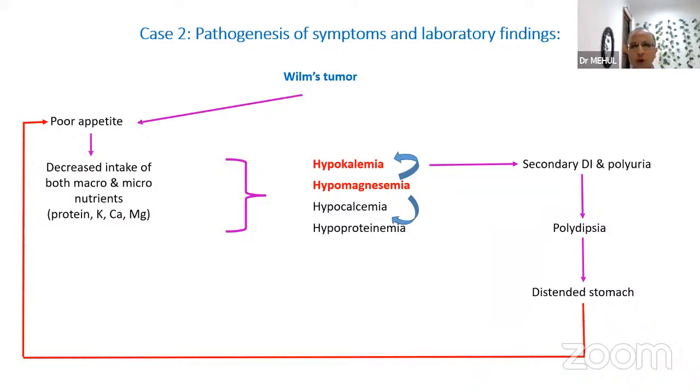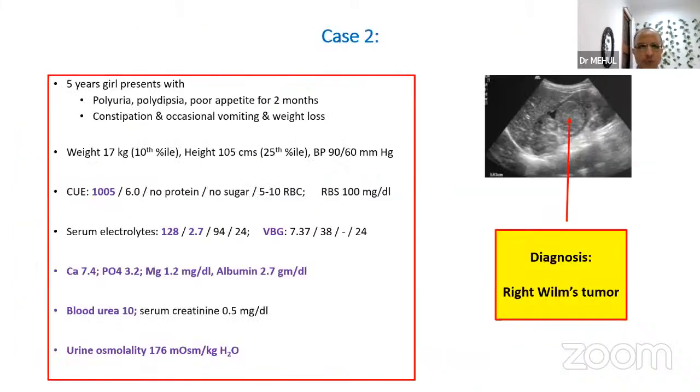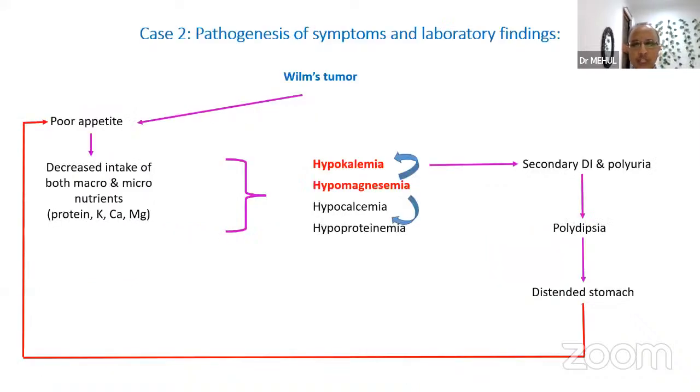So the question is, what were the reasons why this child had polyuria, polydipsia, hyponatremia, hypokalemia, hypomagnesemia, hypophosphatemia, hypocalcemia? What is the reason this child presented not in a typical manner as a child with tumor would present, but presented in a different manner? And I think this is what took us about 3 days to put things together.